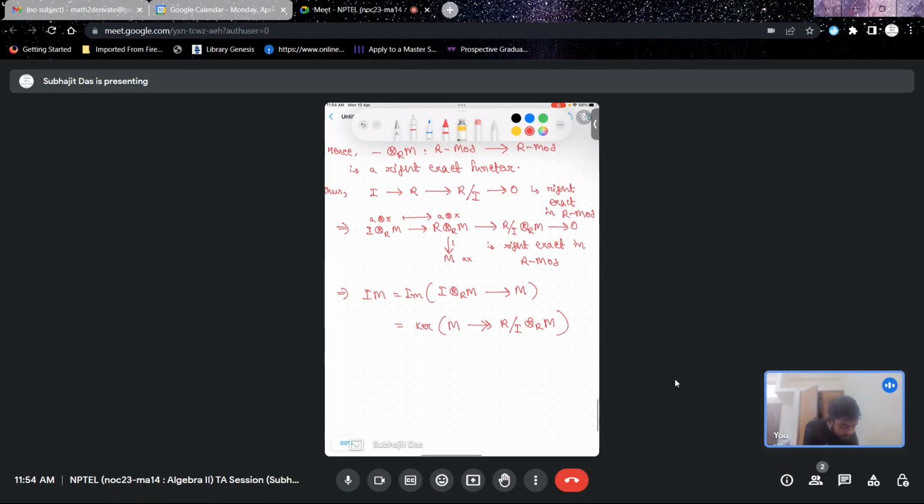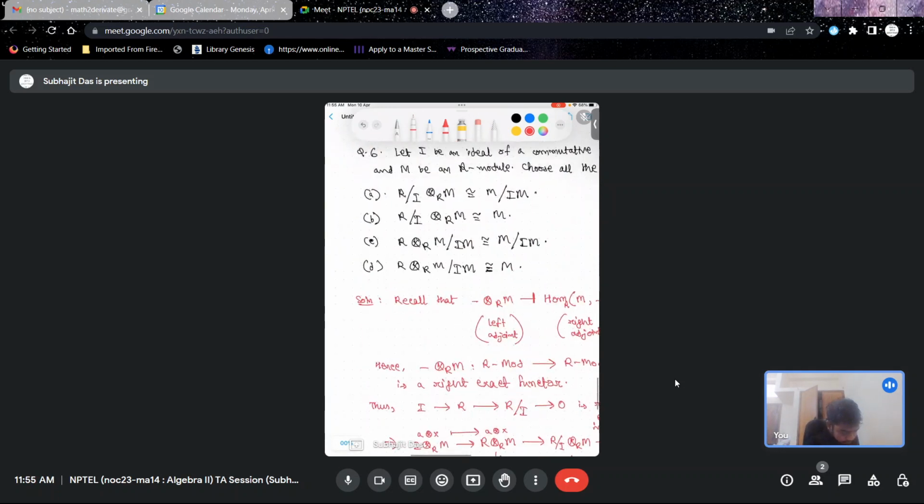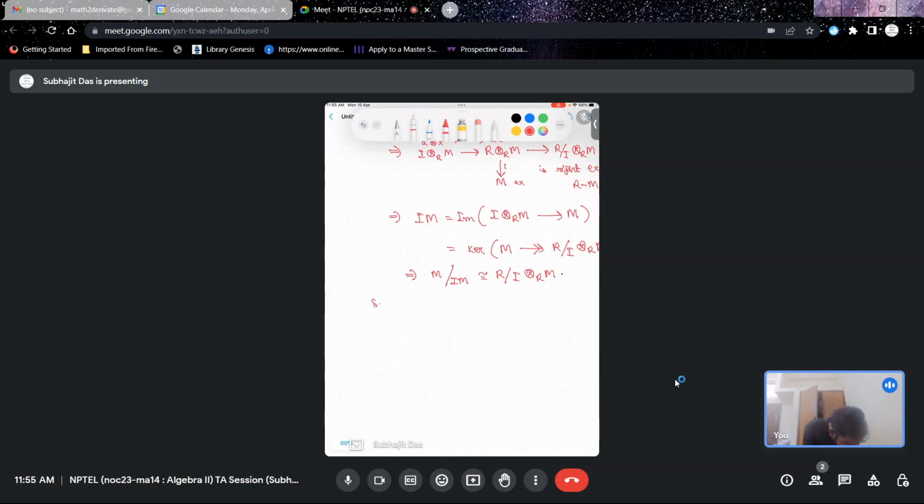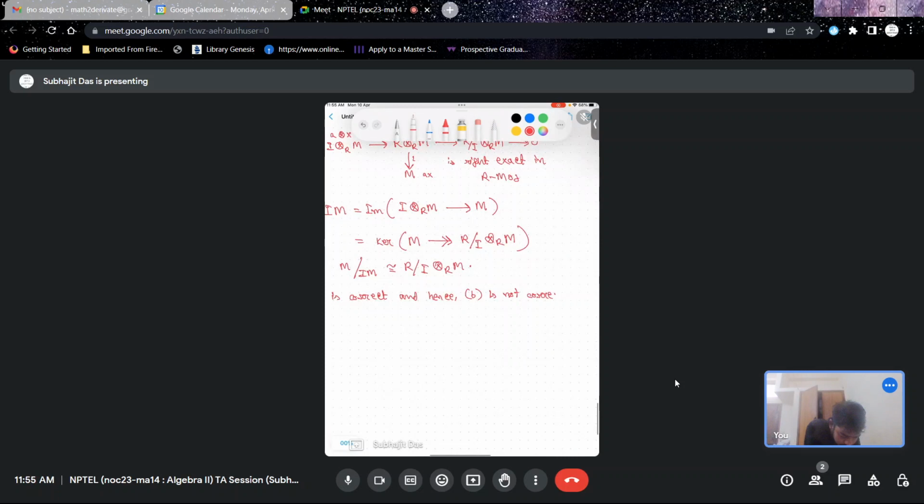Right, which implies that M mod the kernel, which is IM, is isomorphic to R mod I tensored over R with M. Okay, so option A is correct, and hence option B is not correct, because otherwise M would always be isomorphic to M mod IM, which is certainly not always true.